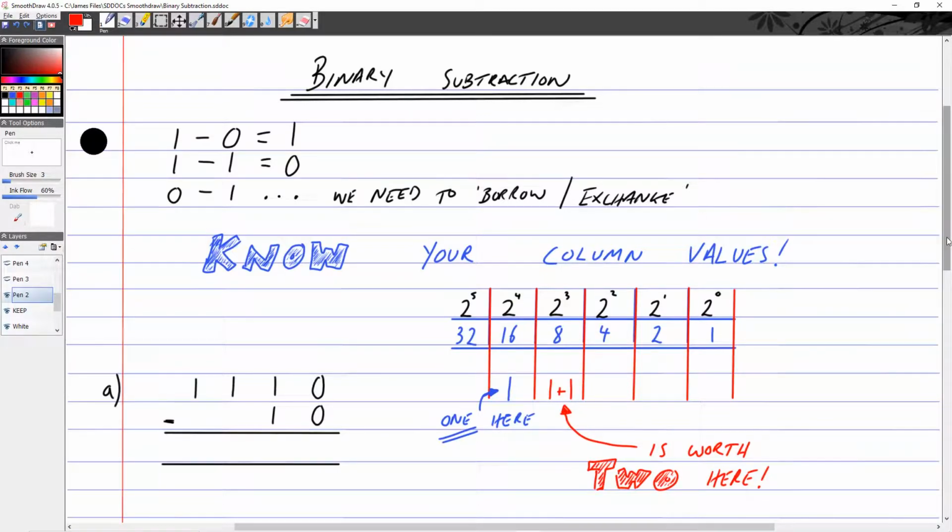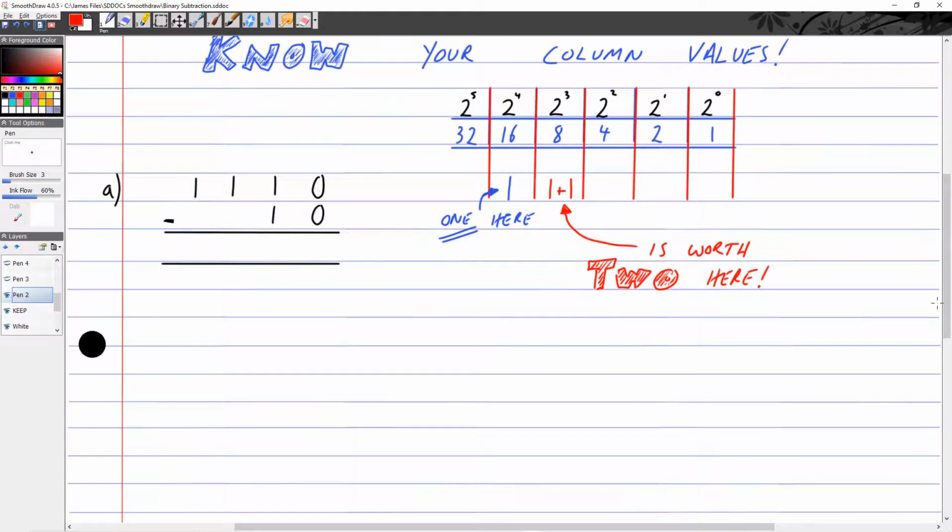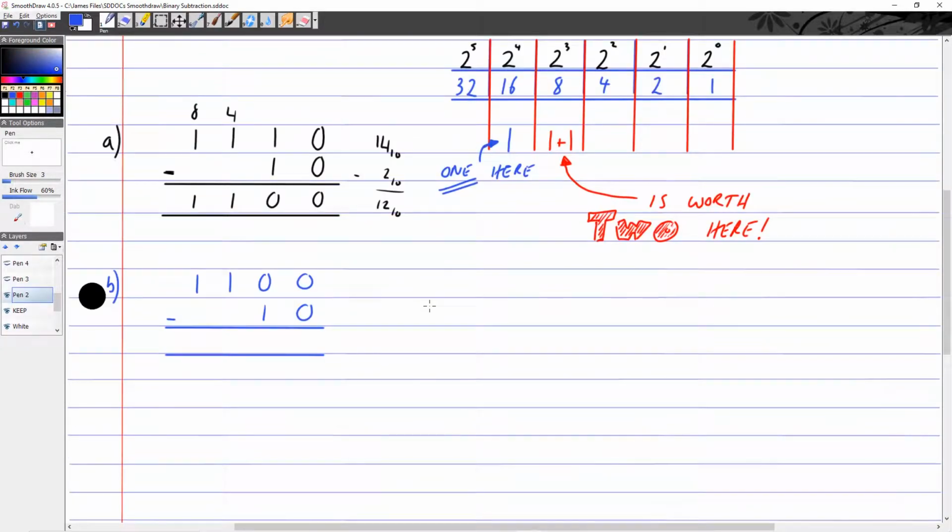So let's have a look at some examples. This one's very straightforward. 0 take away 0 is 0. No sweat there. 1 take away 1 is also 0. And then we have left over 1 and 1. So in this example, we have 0 take away 0. Nice and easy. But here we have 0 take away 1.